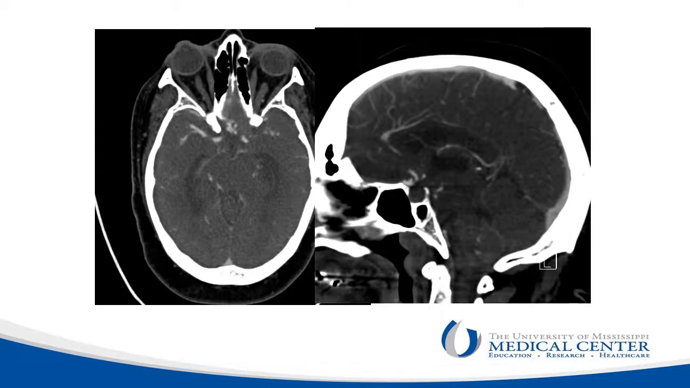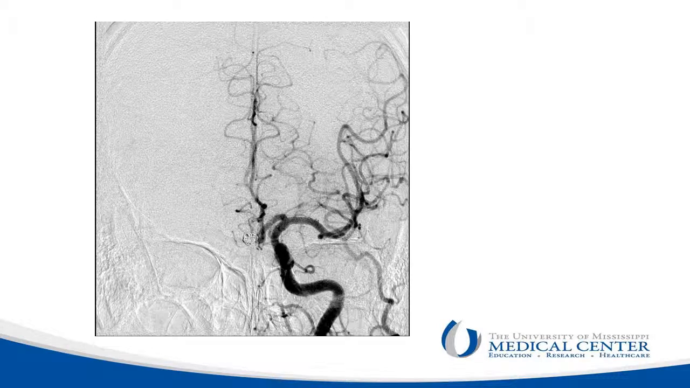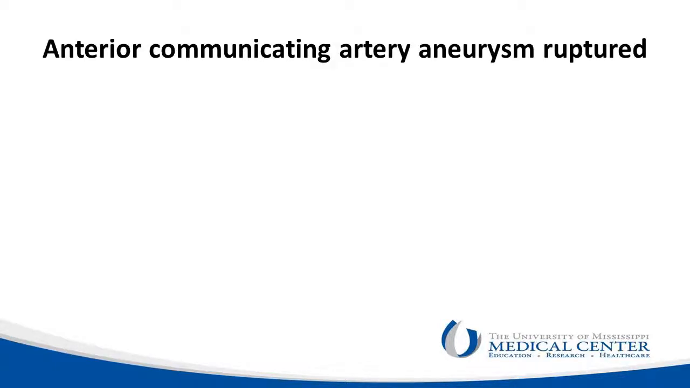This is a CTA. We can see that there's abnormality in the region of the anterior communicating artery. This is the angiogram that gets performed. And again, we can see abnormality in the region of the anterior communicating artery. Here we can see that coils have been placed occluding the aneurysm, and that's a treated ruptured anterior communicating artery aneurysm.